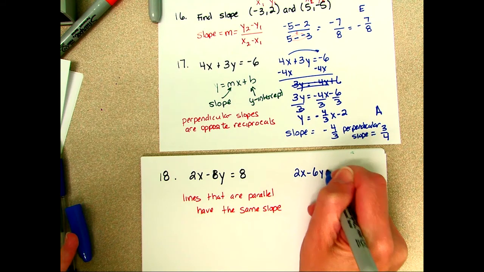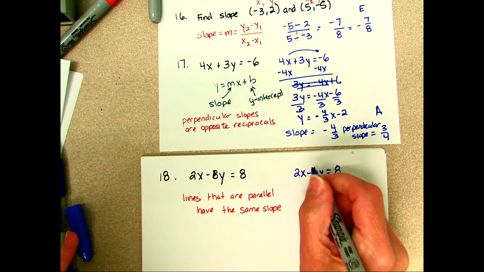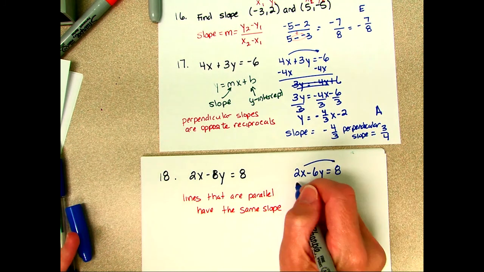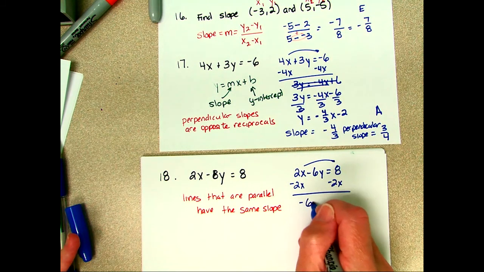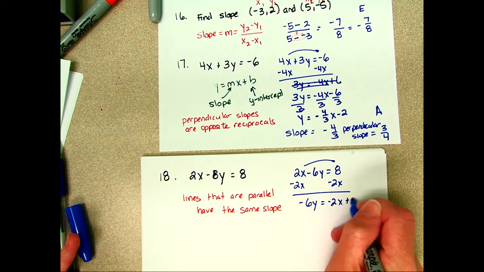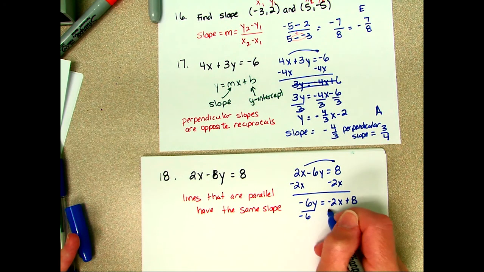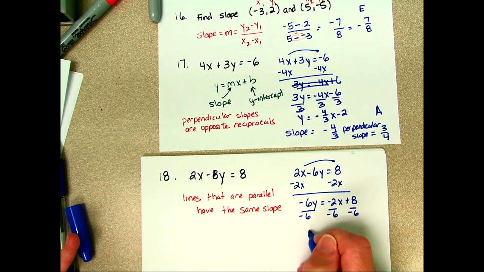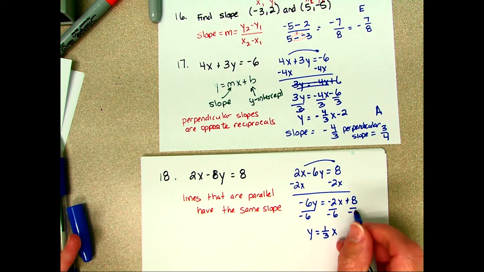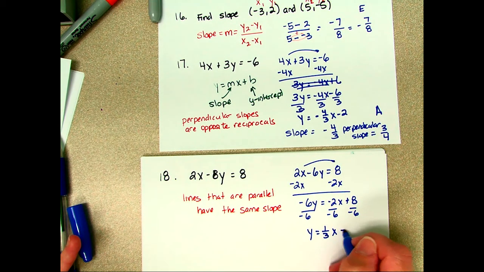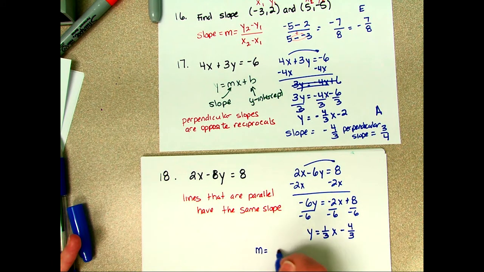Put it in slope-intercept form. We subtract 2x on both sides. -6y equals -2x plus 8. Divide by -6. y equals, a negative over negative is a positive, 2/6 is 1/3 x. 8/6 is -4/3. My slope for this line is 1/3.